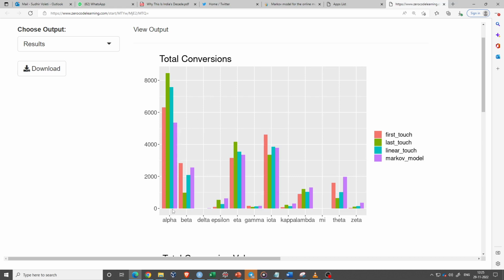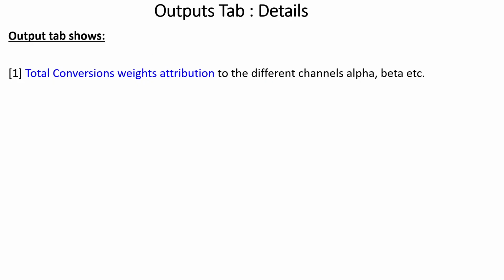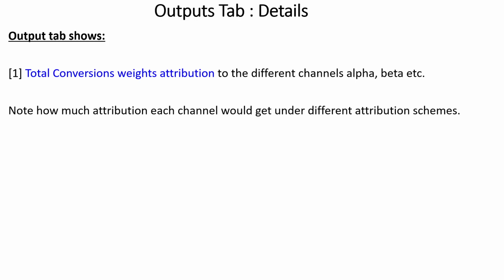Okay? In this case, alpha, the Markov model, first order Markov, is giving it the least of the attribution weight. It's still highest among all the channels, but relatively compared to other schemes, it is giving you the lowest. The opposite happens in lambda. Here we see that a Markov model is giving it the highest attribution weight compared to the other attribution schemes. Okay. So this is total conversions. So we saw how much each channel would get under different attribution schemes.